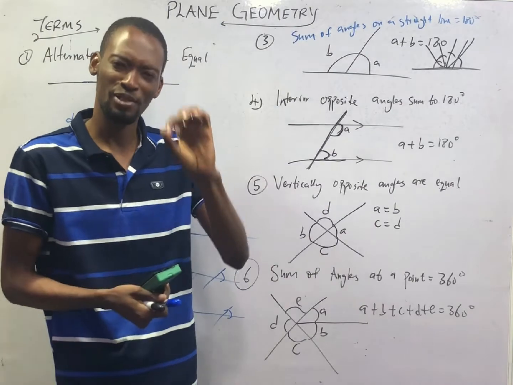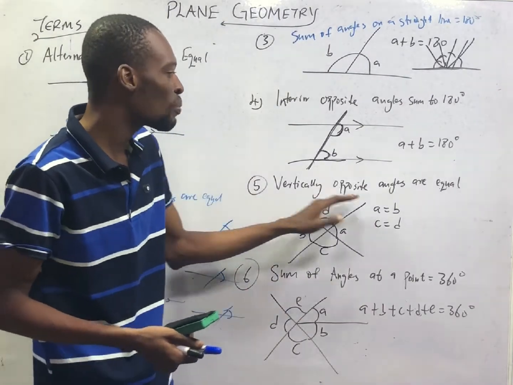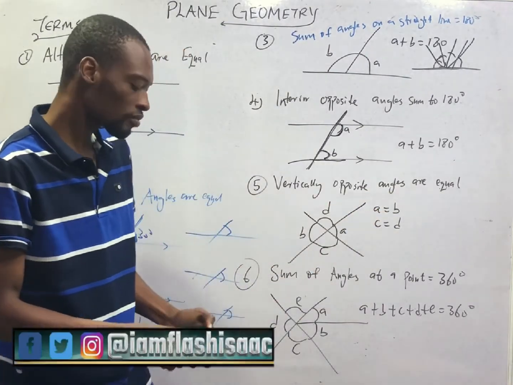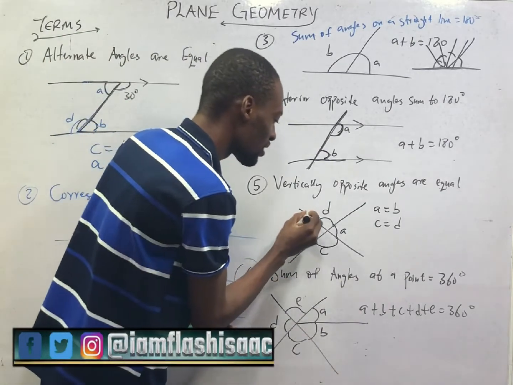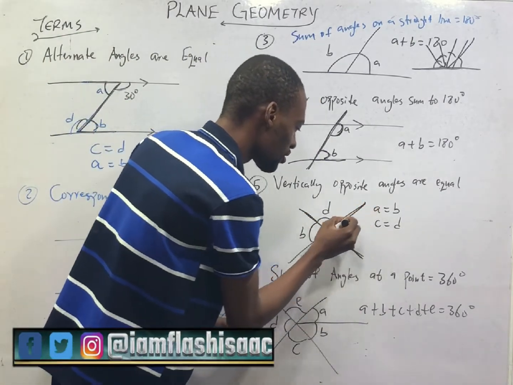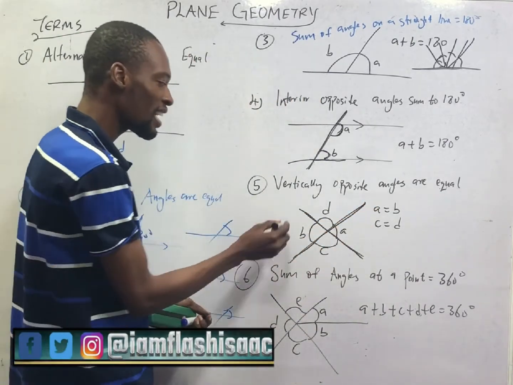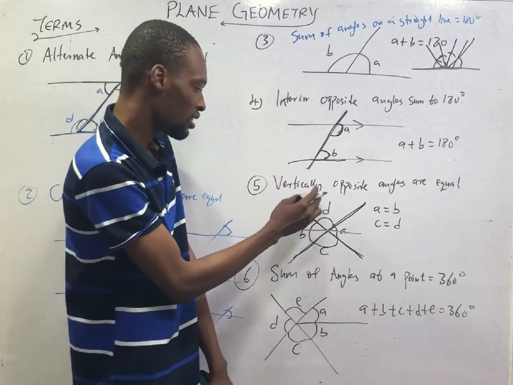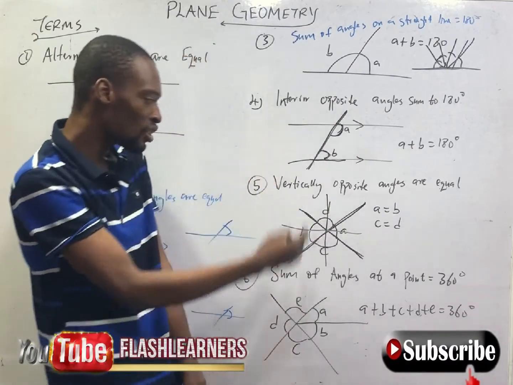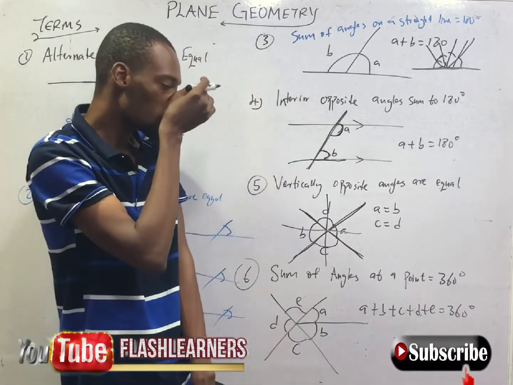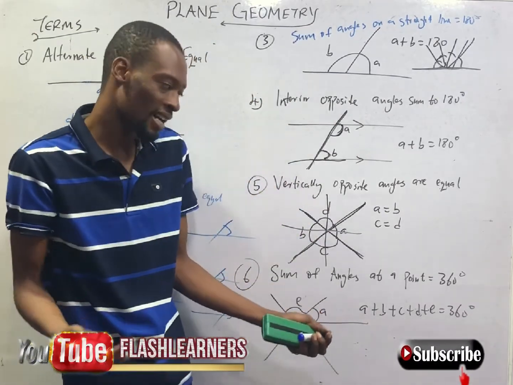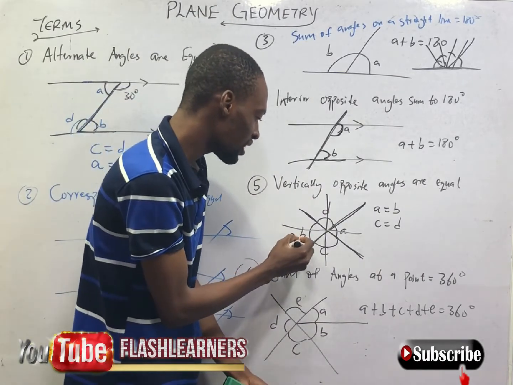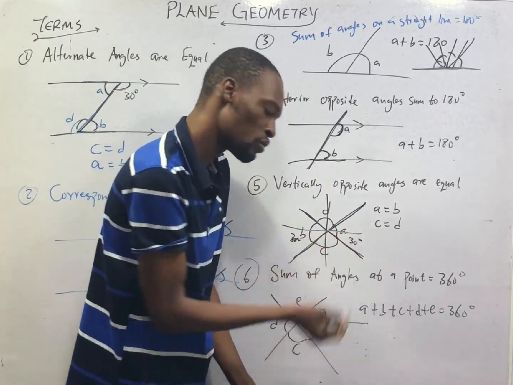Questions shall be solved. Then vertically opposite angles are equal. You have a cross like this. You tell me A and B, they are opposite. They are vertically opposite. They are facing each other. D and C, they are vertically opposite. They are facing each other. So vertically opposite angles are equal. If B were 30 degrees, A will be 30 degrees as well.